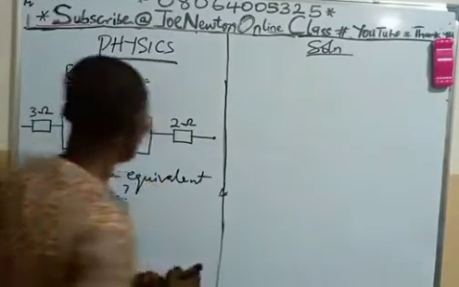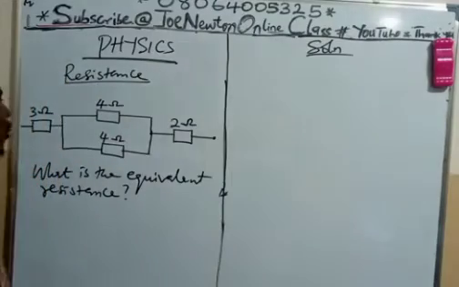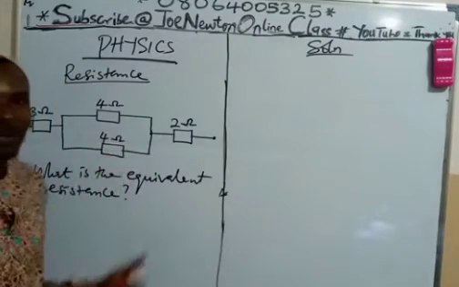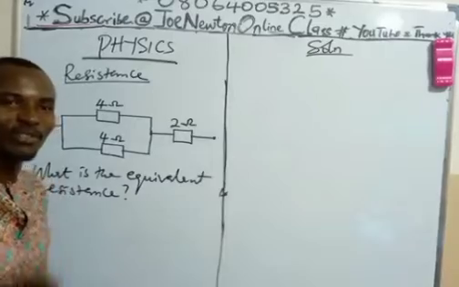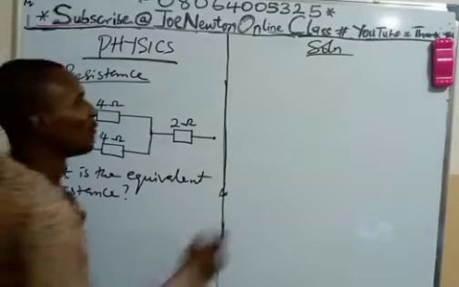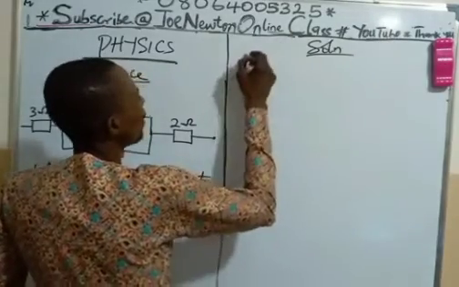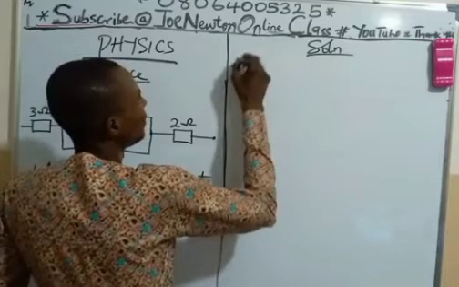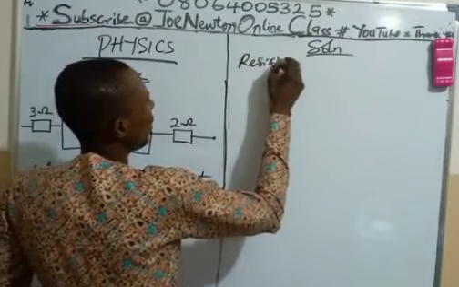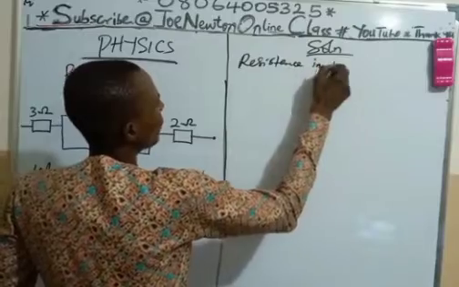In solving this, the first thing we do here is to look at the ones in parallel and we resolve it to be in series. Then we can now add up. So first, let us look at the resistance in parallel.